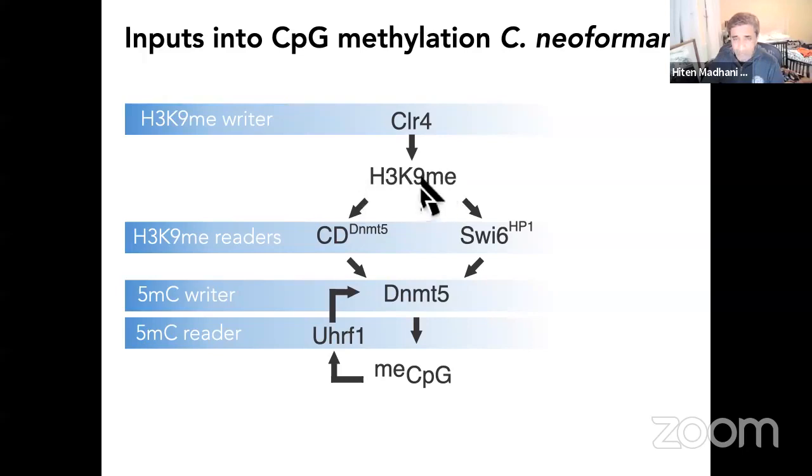But it's recruited by two different mechanisms. One is a direct mechanism where the chromodomain of DNMT5, that's what CD stands for, directly binds this methyl histone mark. And an indirect pathway where a protein called HP1, or Swi6 in Pombe, also recognizes this histone mark and then in turn binds DNMT5.